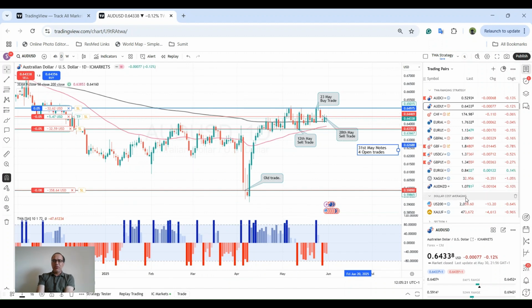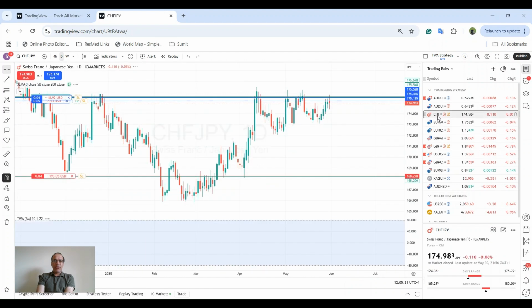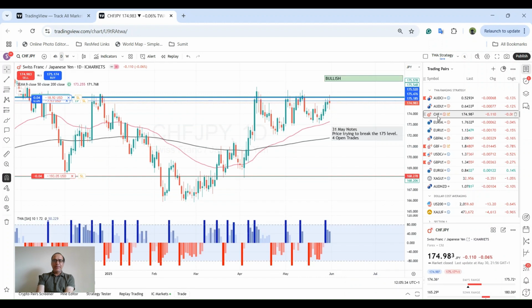And I use that for really trading in one direction. Moving ahead, the Swiss franc and the Japanese yen, CHF JPY. The price is trying to break the 175 level. It's really been knocking on it. It's a very strong resistance level.